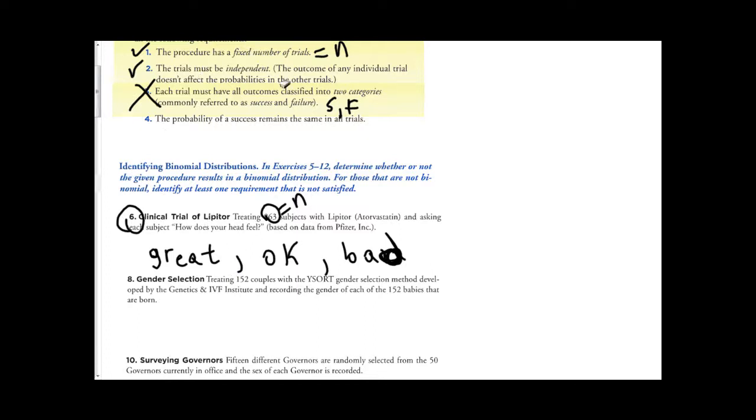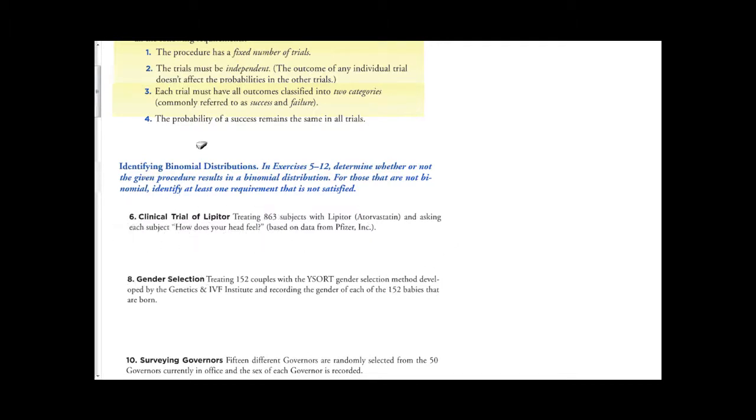All right, now let's look at number eight. Treating 152 couples with the Y-sort gender selection method developed by the Genetics and IVF Institute and recording the gender of each of the 152 babies that are born. Okay, well, let's see. We have a fixed number of trials here. We have 152 births. So that's n. So this checks out. We have a fixed number of trials.